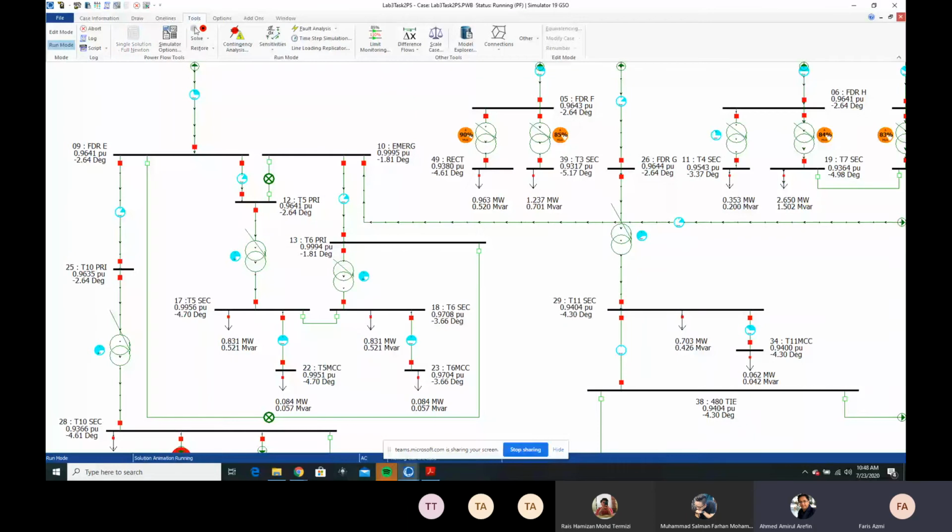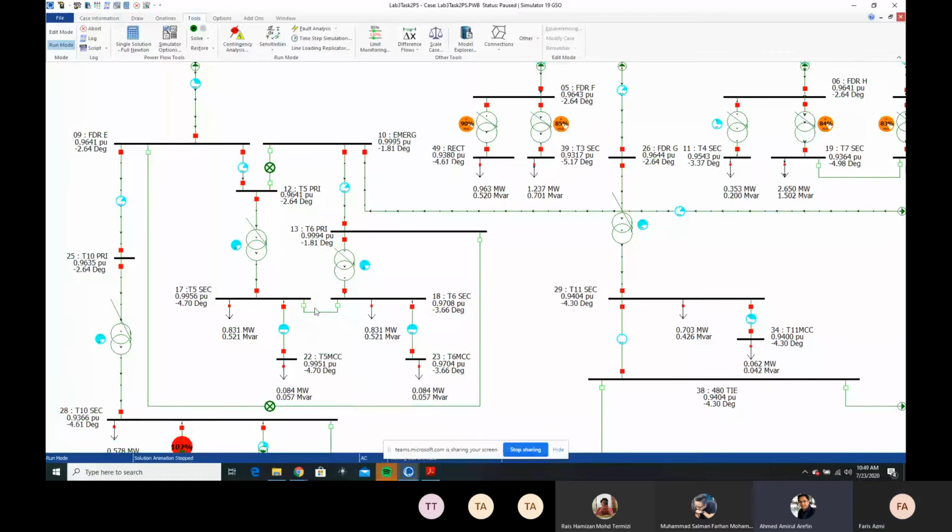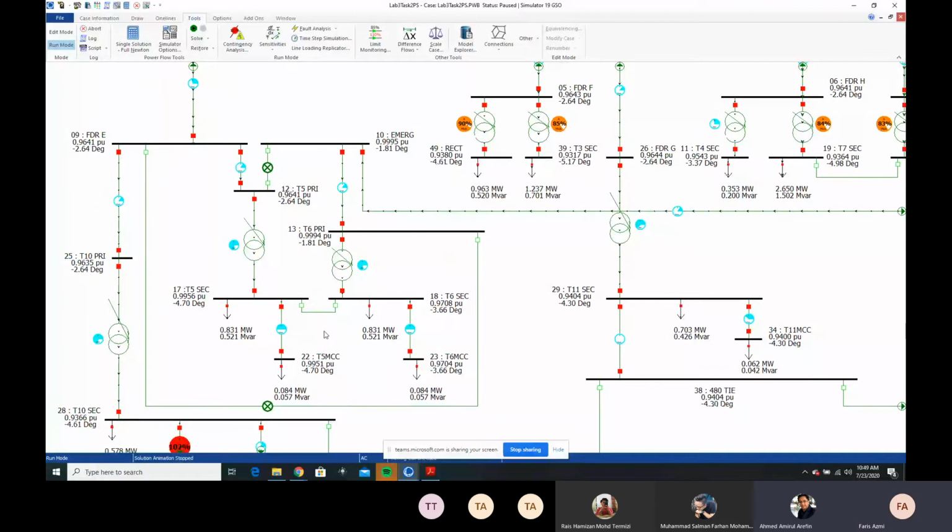So here we can see that the value is more than 0.95 now. It is plus or minus 5% from 100%, from 1 per unit. So it is improved. That's good. Okay, thank you, Faris.